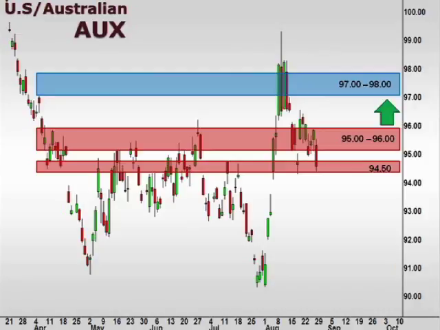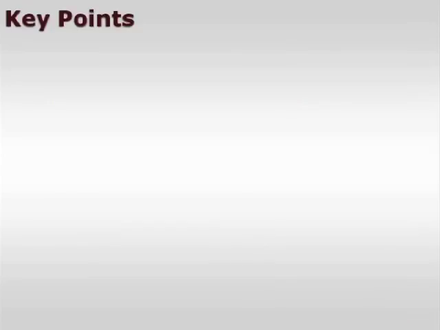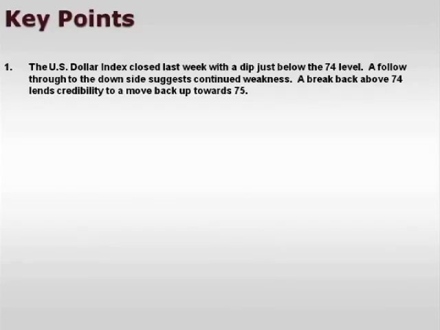Let's take a look at a few of our key points. First of all, the U.S. dollar index closed last week with a dip just below the 74 level. A follow through to the downside suggests continued weakness. A break back above 74 lends credibility to a move back up towards 75.